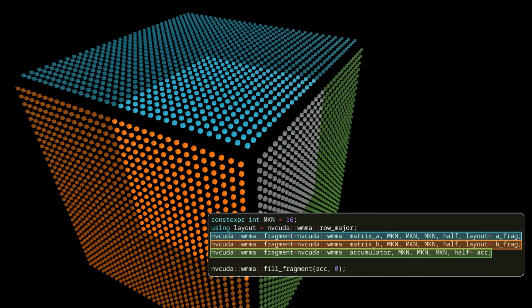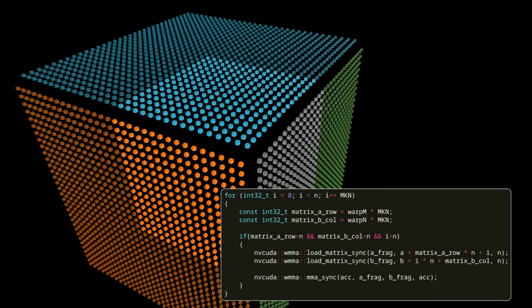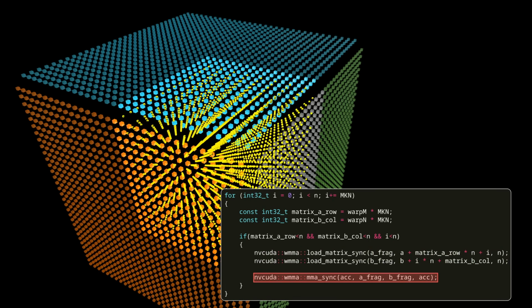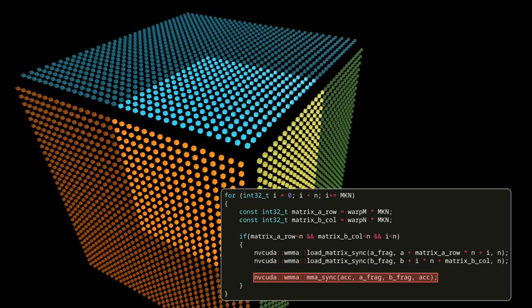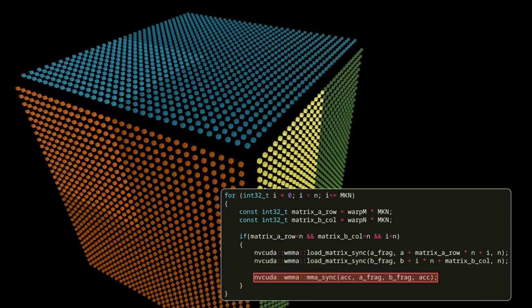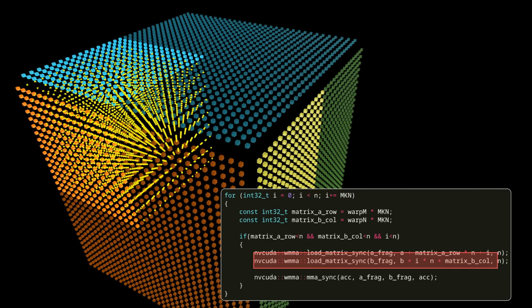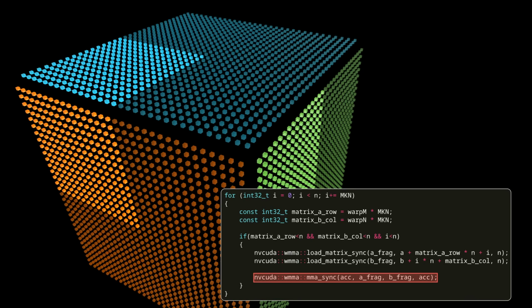First, we need to initialize our accumulator to zeros. Then, after performing a boundary check, we load matrix A and matrix B from global memory to registers. We then perform a tensor core tiled matrix multiplication and store the result in our accumulator. We then advance our pointer to the next tile, load our tiles from memory, and perform another tiled matrix multiplication for the final result.